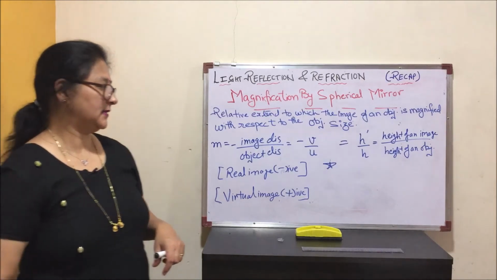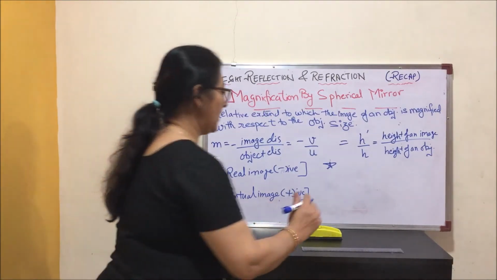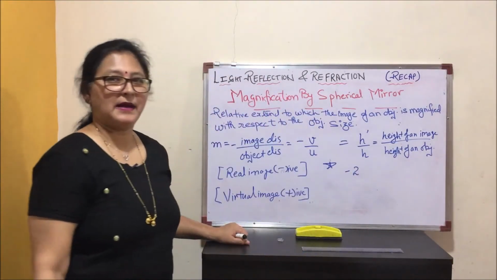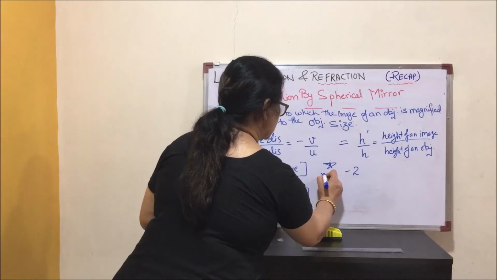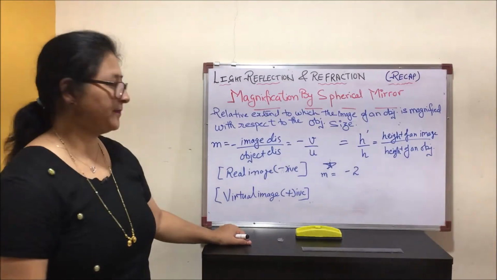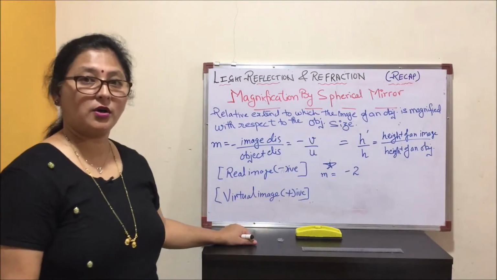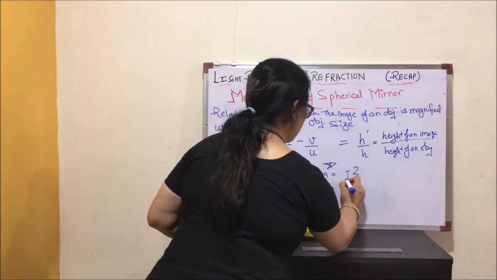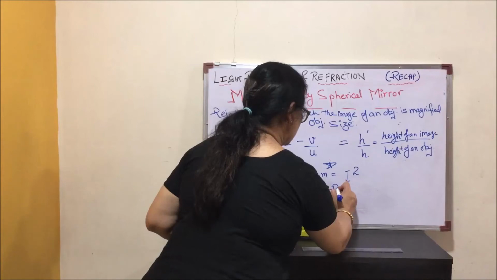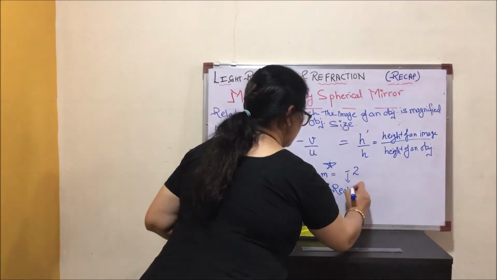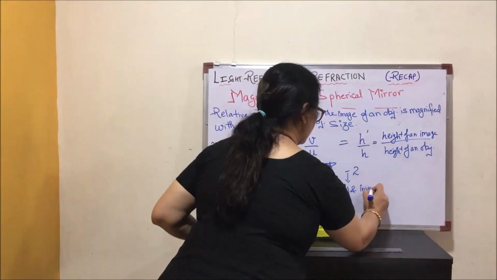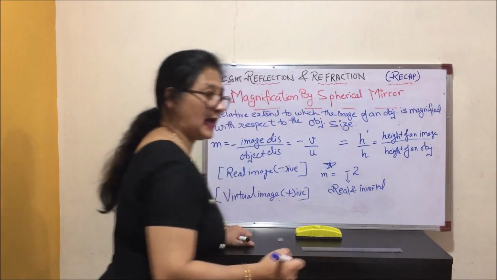Let's do one numerical. Very simple numerical. If I write minus 2, what do you mean by this? If the magnification is minus 2, what did you understand by this? The negative sign stands for real image. That means the image is real. What is the nature of the image? The image is real, and because it is real, it has to be inverted. The image is real and inverted.